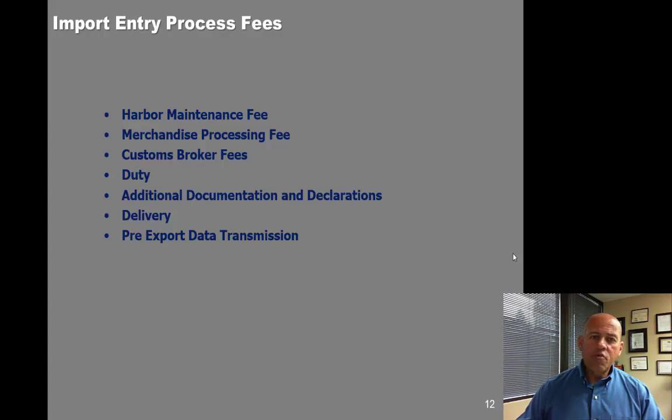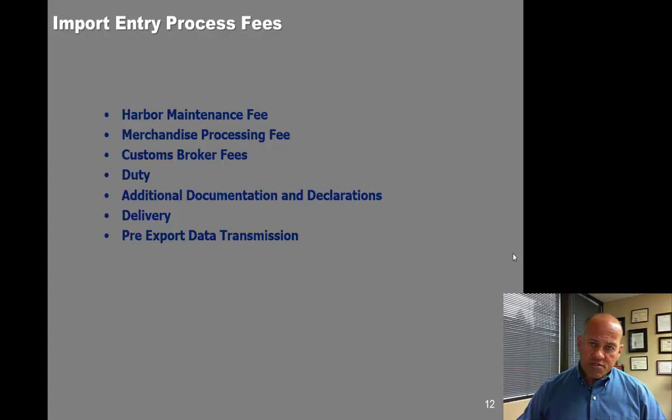Some typical import fees. U.S. Customs charges a harbor maintenance fee. This is for the dredging of the harbors. So that's assessed to any shipment that comes in via seaport. All goods have what's called a merchandise processing fee. So that fee can vary, but it does cap out at a few hundred dollars.